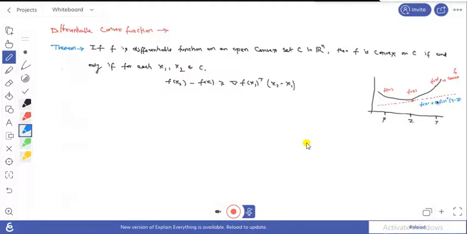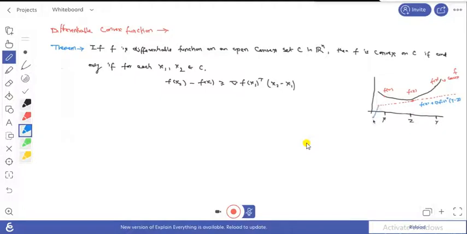So this is the equation of this straight line. Here the value at this point is f(y). You see that this f(y) is always greater than this straight line, and this straight line equation is f(z) plus gradient of f(z) transpose (y minus z). So if this condition holds, this means f(y) minus f(z) is always greater than or equal to the gradient term.